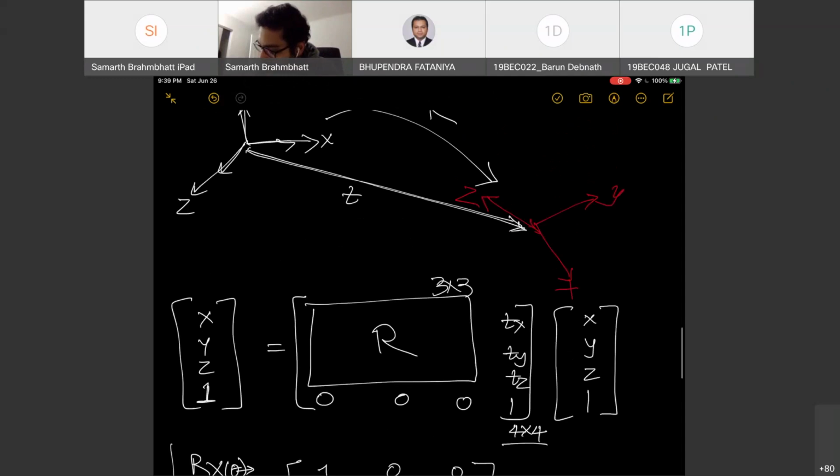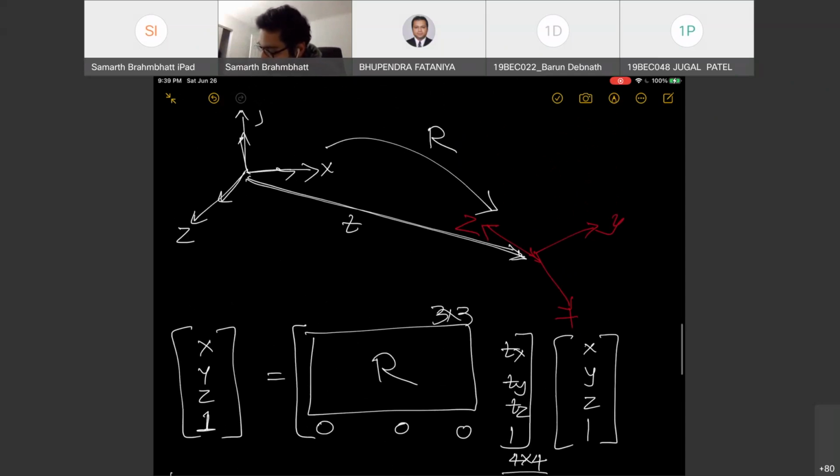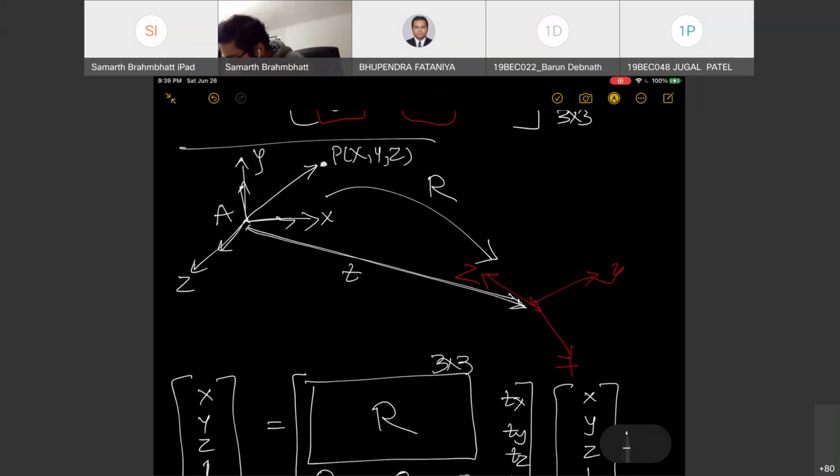Now I want to introduce some conventions, like how to name various matrices, which will be very useful to all of us. So what this is doing is actually taking a point, like let's say this is the point, point P, which was X, Y, Z. This is the actual point, and we were representing it in this old coordinate system. Let's say this coordinate system is A, and now this new coordinate system is B.